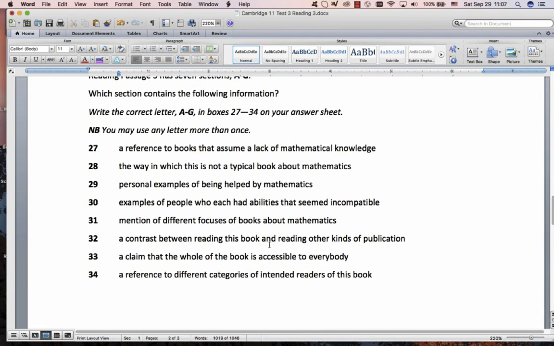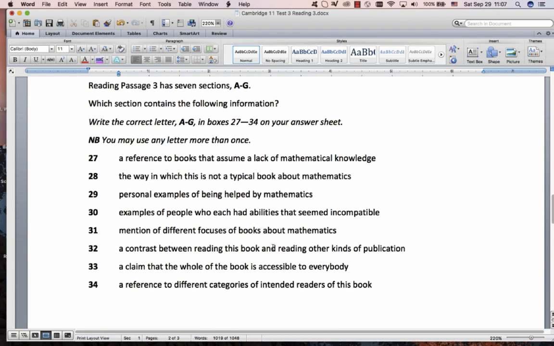Now we're going to move on to this really difficult one. Please pay attention to this next section. I need to show you something very important. Alright, so this of course is not going to be easy. It's reading 3, and this is a very difficult question type. This one and matching headings are both very difficult.